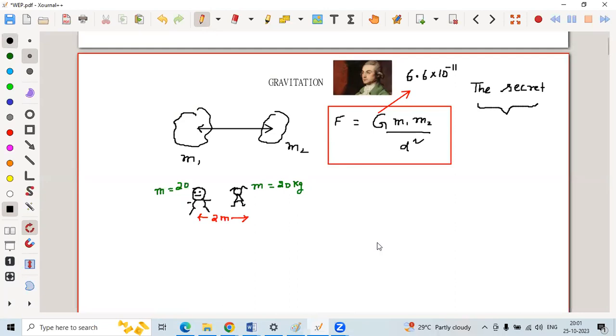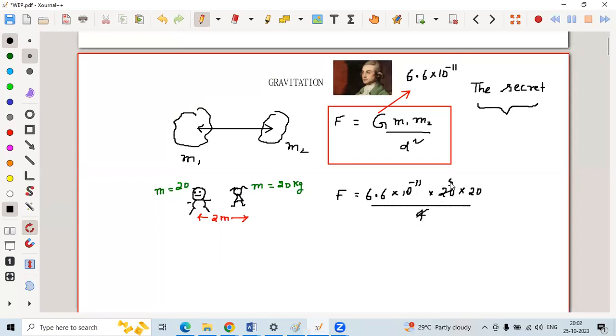Then why would the force not be there in this case alone? Definitely it will be there. How much to calculate? F is equal to G value, how much? 6.6 into 10 power minus 11. m1 how much? 20. m2 how much? 20. Distance how much? 2 square how much? 4. This much force will definitely act between me and my sister.